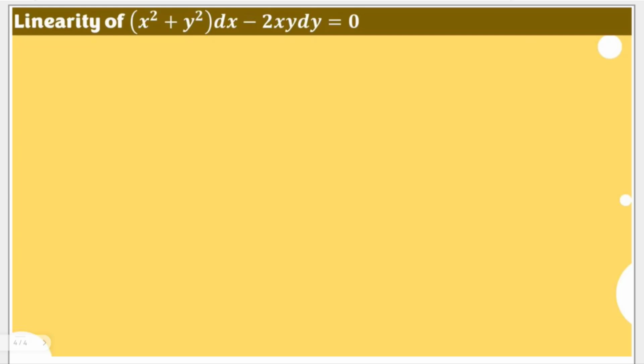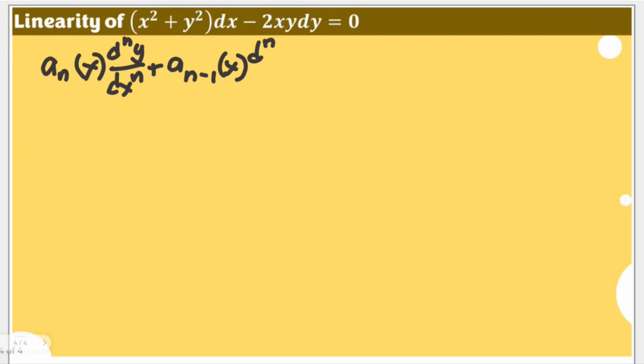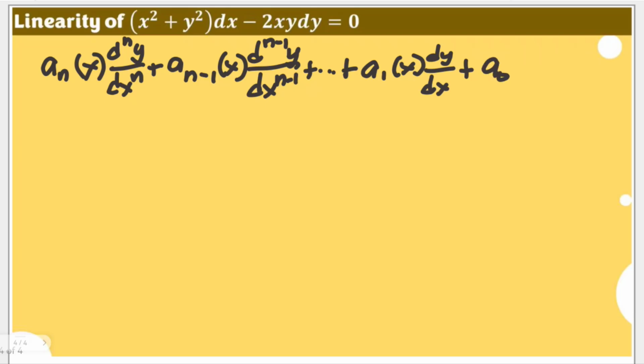It should satisfy this general form where a sub n times x, we have the nth order derivative of y with respect to x, plus another constant times x and then you have here the (n minus 1)th order derivative of y with respect to x, dot dot plus a sub 1 and you will have here another x, the first order derivative of y with respect to x, plus a sub 0 times x times y is equal to a certain g of x here. So this is for the linearity of an ordinary differential equation.